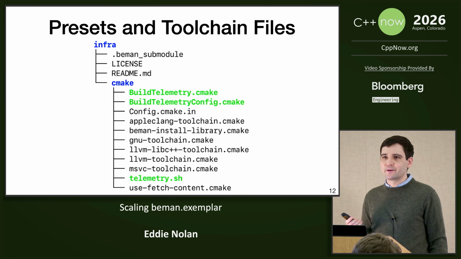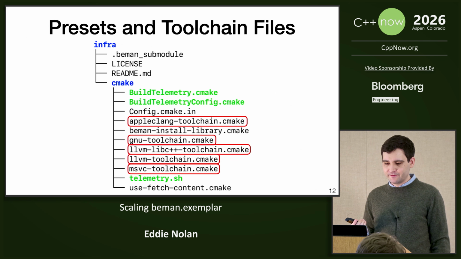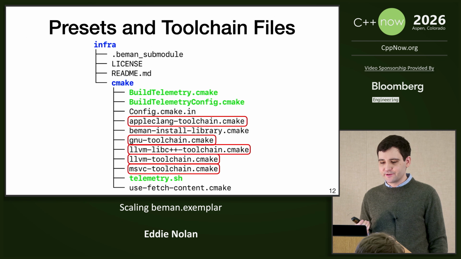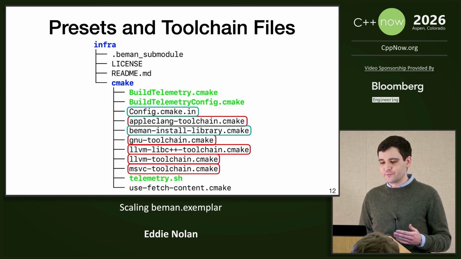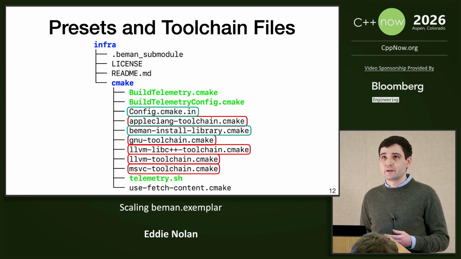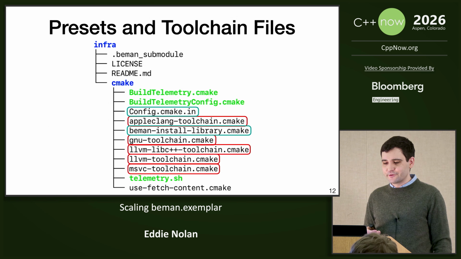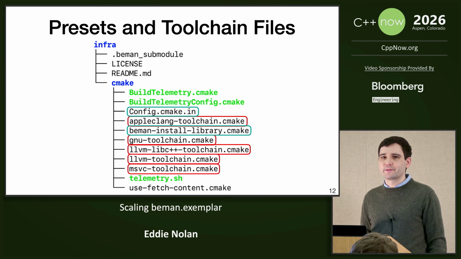And here we try and separate out and deduplicate all of the CMake that we can. The most important thing about this directory, probably, is these toolchain files. This is how we provide toolchain files to users, and these toolchain files are consumed by the presets. We also have this great beman install library .cmake file, and what this lets us do is abstract out all of the installation logic. You don't have to have your own bespoke installation logic per library, which is what we had before. Instead, you can just do a call to beman install library, and it does all the right things for you, which is pretty useful.